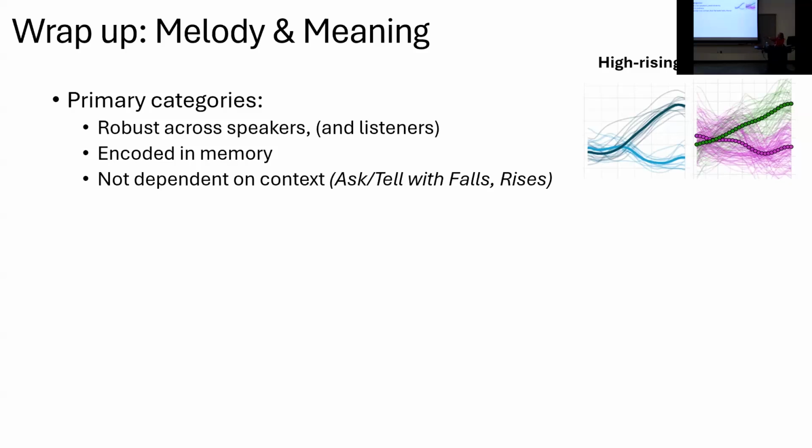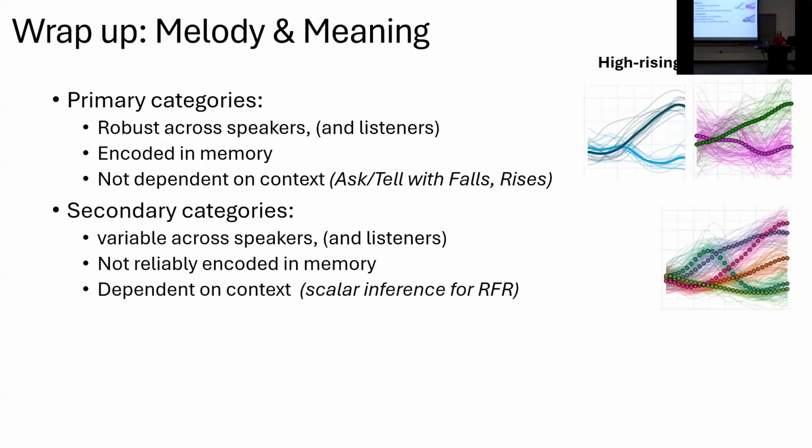So this primary category distinction is robust across speakers. It's encoded in memory. And it's not dependent on context. When we did the asking-telling experiment with falls and rises, our participants didn't need any discourse support to interpret an utterance as asking or telling. They categorically interpreted rises as asking, falls as telling, nearly categorically on the rises.